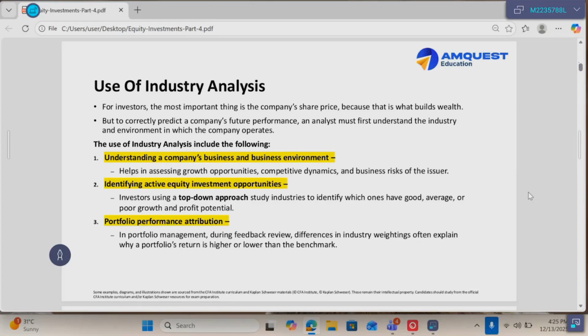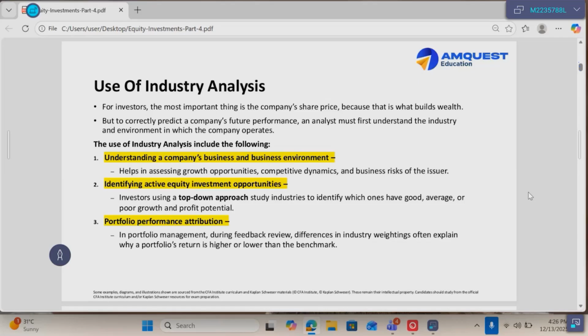Now, identifying active investment opportunities, investors use something known as a top-down approach. Another approach is a bottoms-up approach. In the top-down approach, we first analyze the industry, and before that we analyze the economy. We call it an EIC approach. E is analyzing the economy, I is analyzing the industry and the sector, and then C is analyzing that particular company. So let's say there's a foreign investor who wants to invest in any of the international markets.